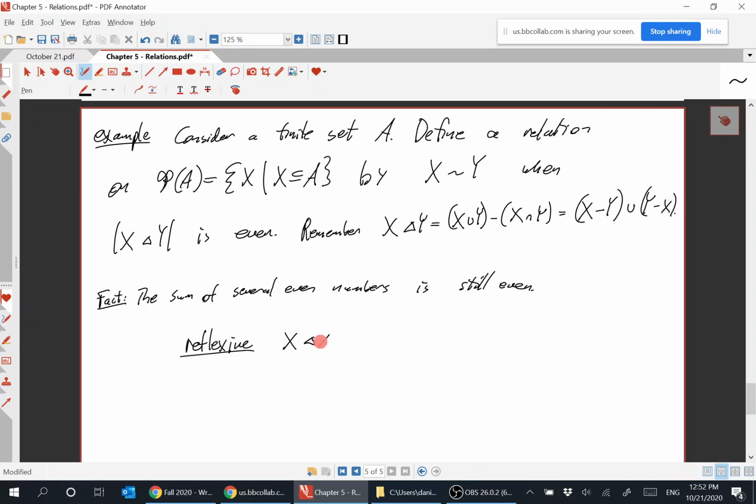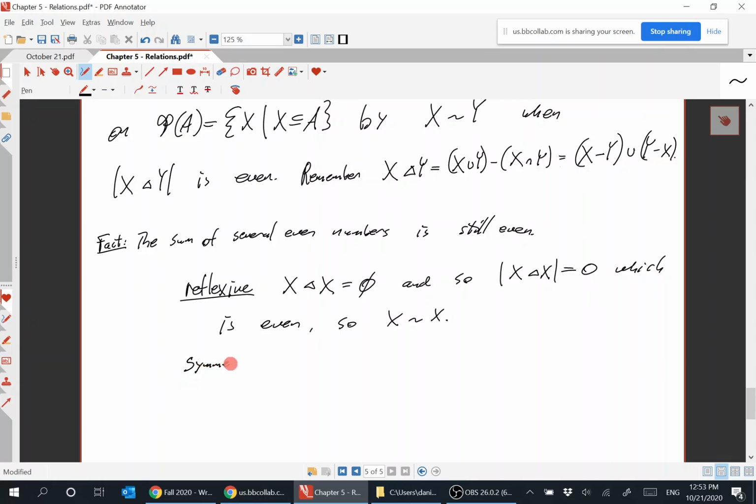Well, x symmetric difference x is going to be what? Nothing. It's the empty set. And so the order of x symmetric difference x is what? Even or odd? It's 0, which is even. So x is related to x.